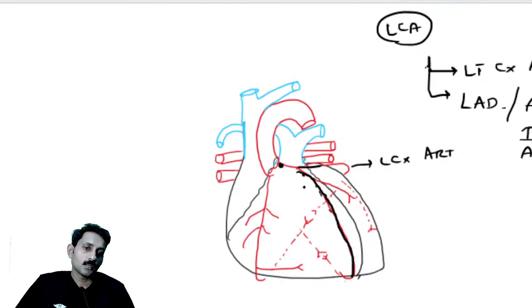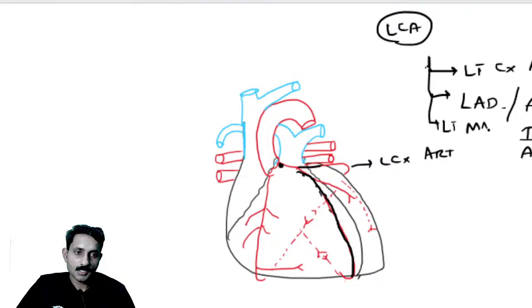Okay. Now what happens, I told you, the left coronary artery will start here. It will trifurcate into three branches. Left circumflex, it will go circumflexing. One is descending down, that is called LAD, left anterior descending, and last is called the left marginal artery. Okay. Along with the marginal, one more artery will come, that is called the diagonal artery.